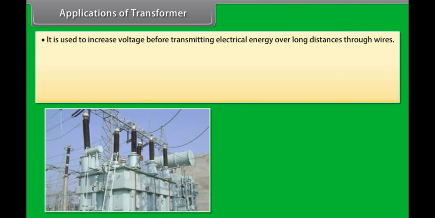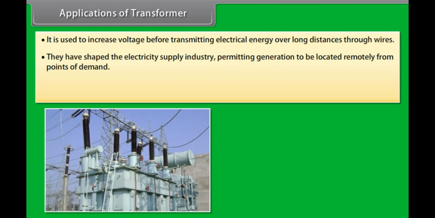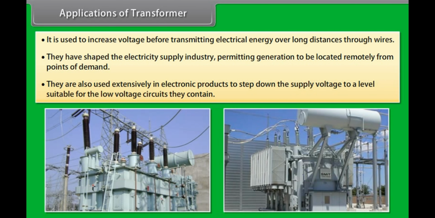Applications of transformer. It is used to increase voltage before transmitting electrical energy over long distances through wires. They have shaped the electricity supply industry, permitting generation to be located remotely from points of demand. They are also used extensively in electronic products to step down the supply voltage to a level suitable for the low voltage circuits they contain.